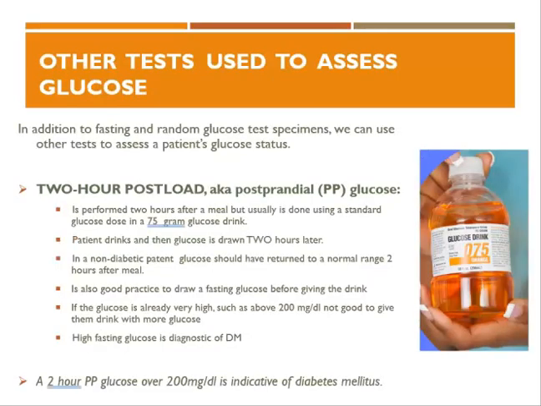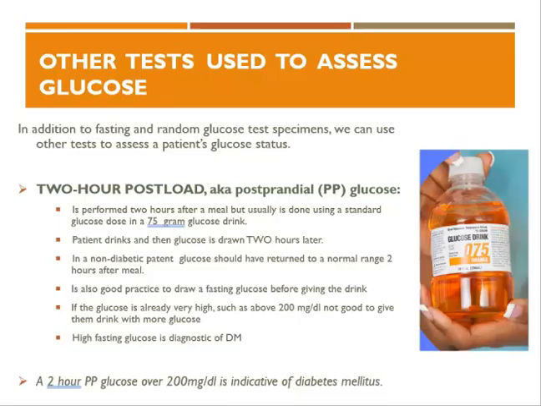In addition to fasting and random glucose, we can also do the 2-hour post-load test. It's also known as a postprandial, or PP, glucose test. It is performed 2 hours after a meal, but a standard glucose drink of 75 grams can also be given instead of a meal. The patient drinks the drink, and then a glucose is drawn 2 hours after the drink or meal. In a non-diabetic patient, the glucose should return to normal 2 hours after the drink or meal.